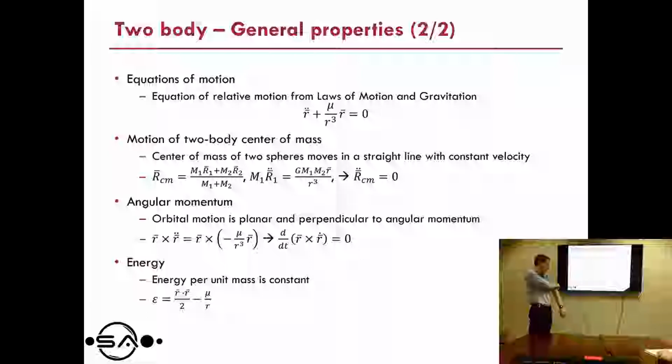Your energy per unit mass is constant, and that's specific to the orbit. It's particular to the conic section that you're acting about. So whichever orbit you choose, your energy for that particular orbit is going to be constant in the two-body frame of motion.